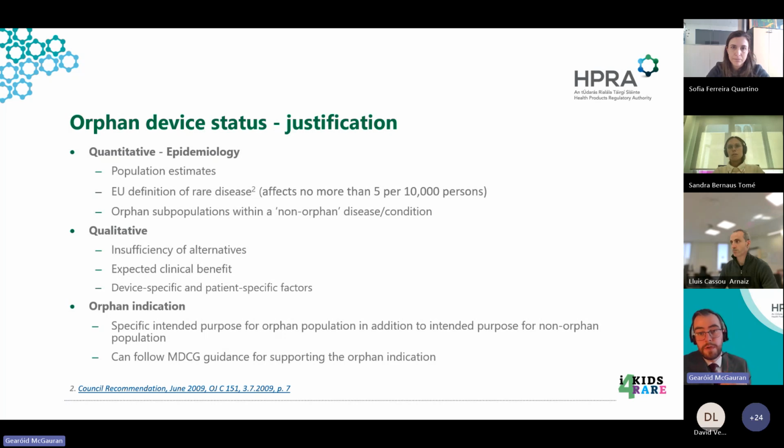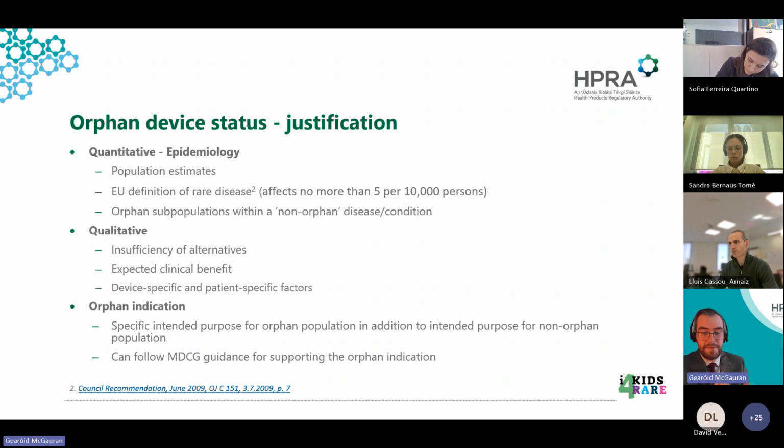We also acknowledge the role of orphan subpopulations. This is where there may be a rare orphan subgroup of patients within a larger non-orphan disease or condition. One example of this might be surgical closure in infancy of a patent ductus arteriosus, the PDA. In this situation, while PDA is a very common condition, the subgroup of patients who have a hemodynamically significant PDA requiring intervention is comparatively small, and a subgroup within that of those that are refractory to drug-based therapies and therefore need surgical intervention is rarer still.